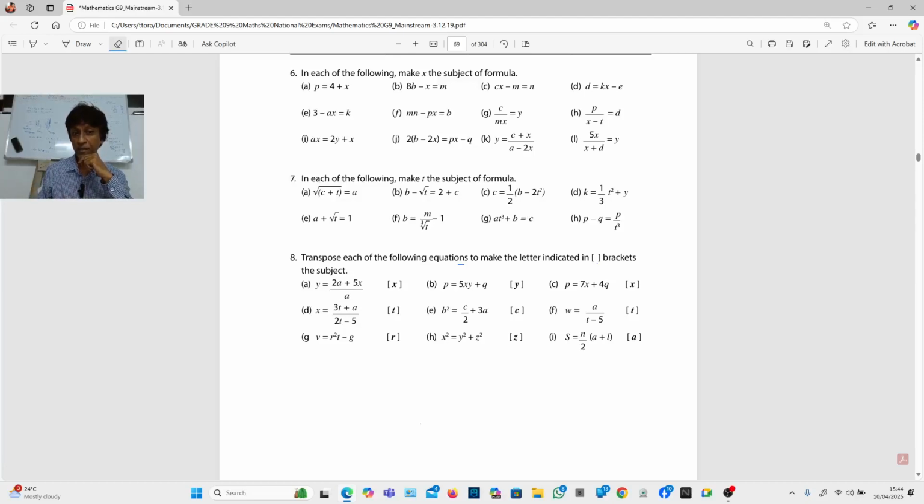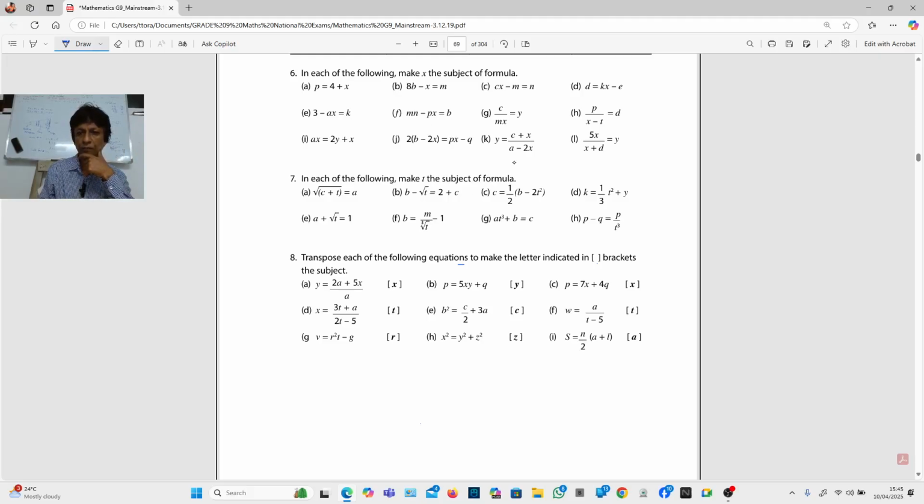Hi there, my topic today is going to be based on subject formula. And as can be seen in the following questions, we've got 3 questions here. I'm going to pick one part of each question and we're going to work out those questions where we have to make one of the terms the subject formula.